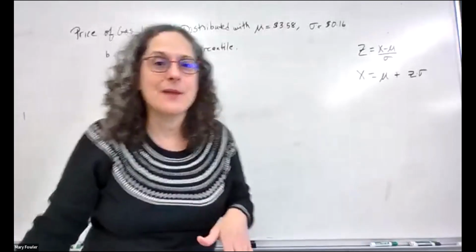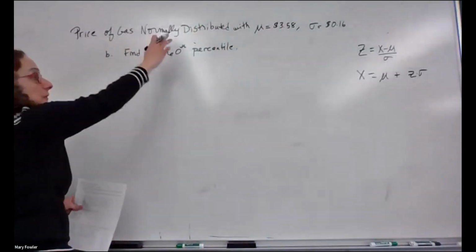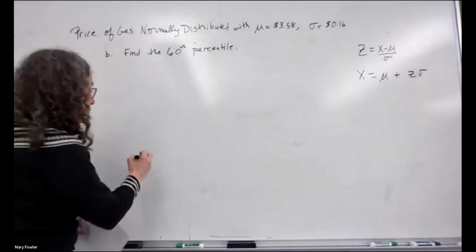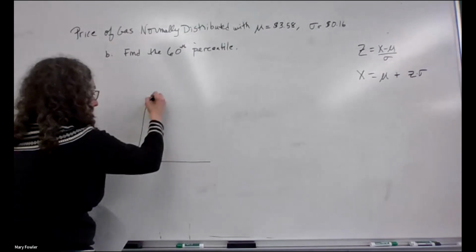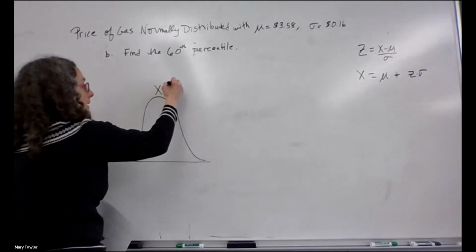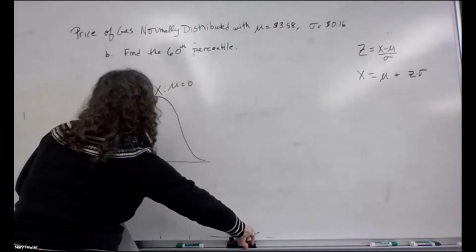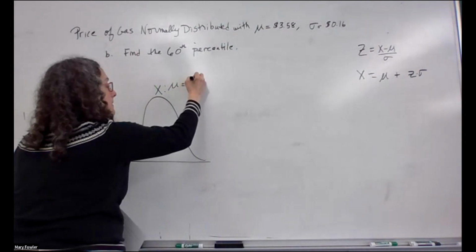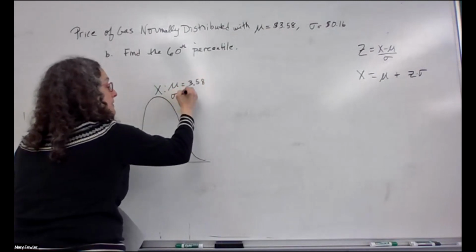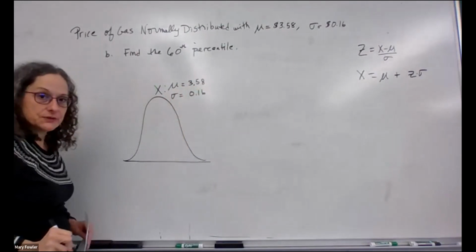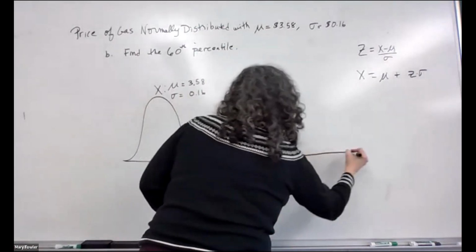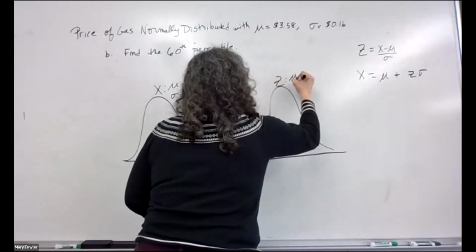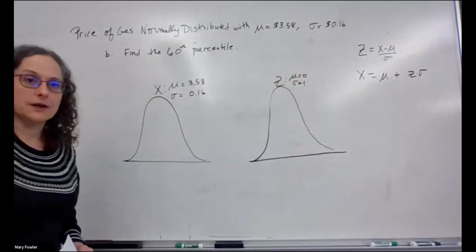Okay, so the next part of the problem asks, for the same distribution, find the 60th percentile. So I'm going to draw a picture. We're going to use the two-bell method again, where the left bell has a mean of 3.58 and a standard deviation of 0.16. And then, of course, the right bell is going to be the standard normal with a mean of 0 and a standard deviation of 1.